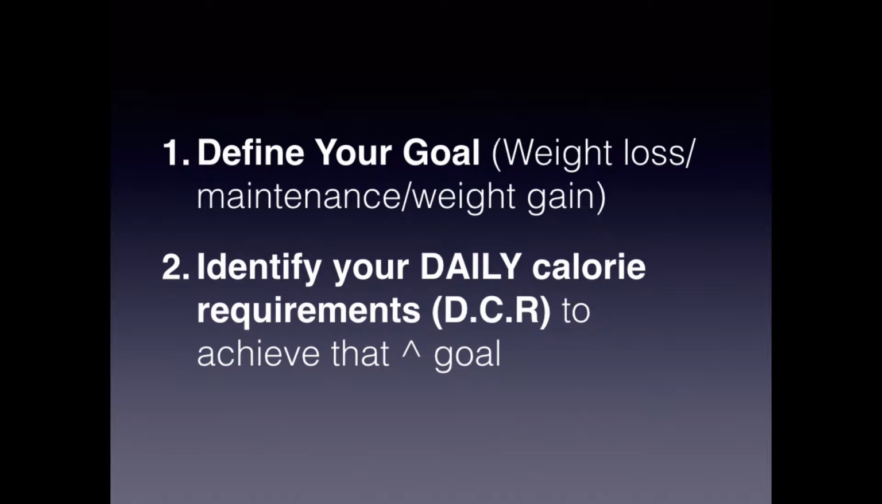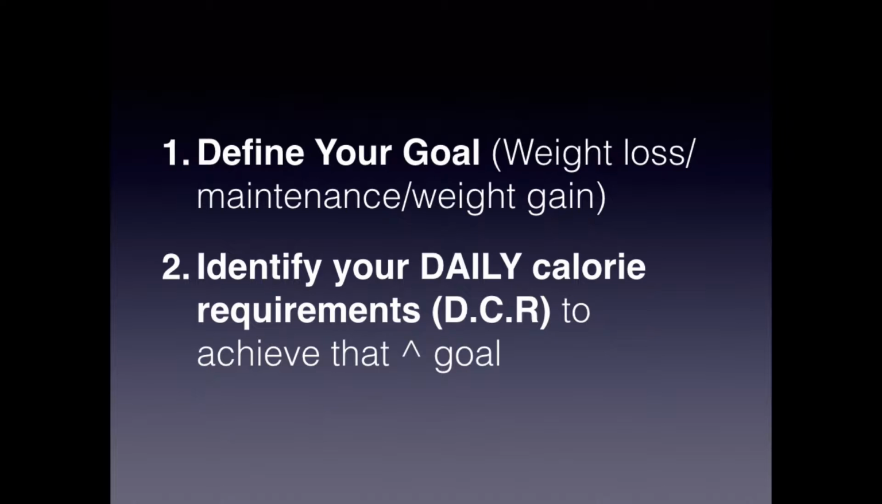Step two, we need to identify our DCR. Your DCR is your daily calorie requirements. Like I said, this is to maintain the body shape that you have. This is taking into account your metabolism and your activity level specifically.